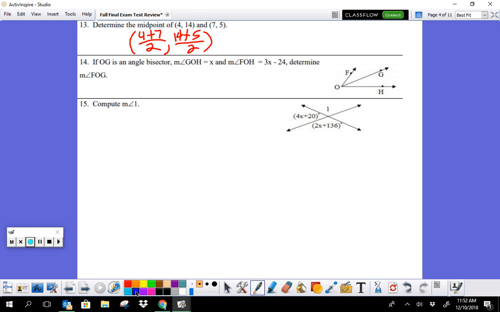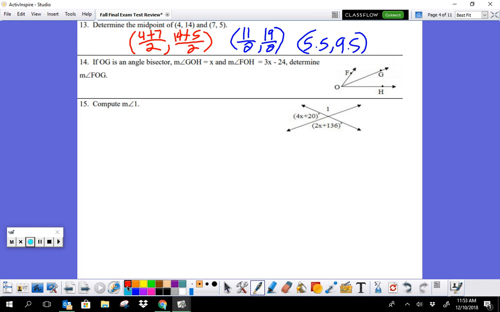So when I simplify this, 4 plus 7 is 11, so I have 11 over 2. And then 14 plus 5 is 19 over 2. Sometimes with midpoint, it makes more sense to have decimals because you're talking about a graph. So on the key, what you'll see is 5.5, 9.5. But you'll know what to leave it as because you'll see your multiple choice answers.